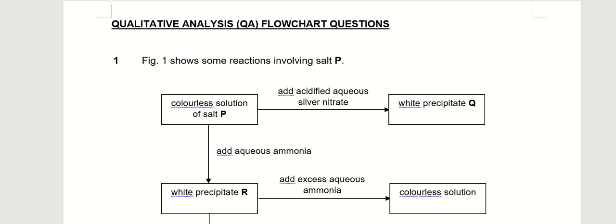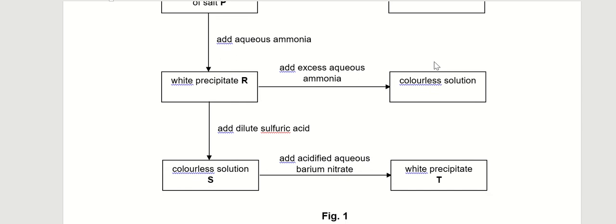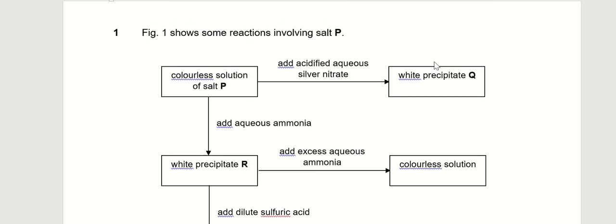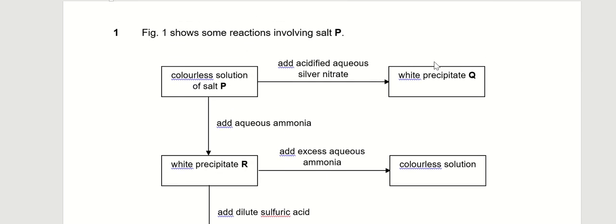For today, we will be focusing on the type of questions that you commonly see in exams, which is qualitative analysis or QA, but flowchart type of questions, the kind where you have boxes that give you lots of experimental results and then you have to try to figure out the unknowns. Okay, so I will be going through the thought process required to solve such problems.